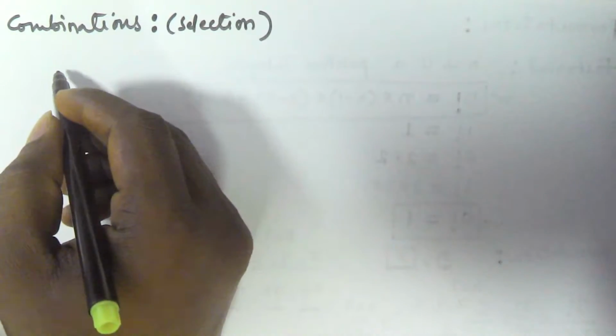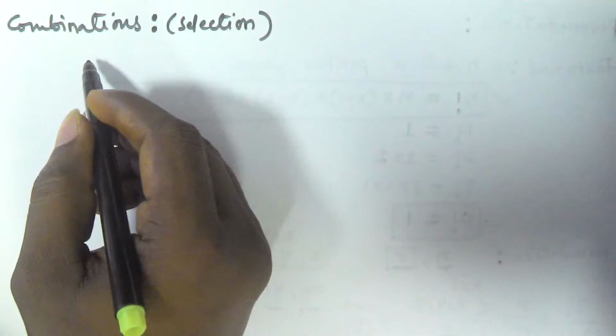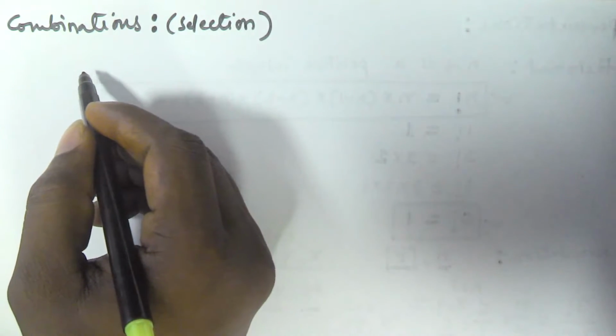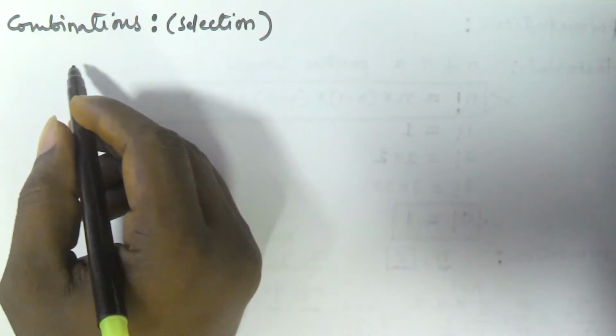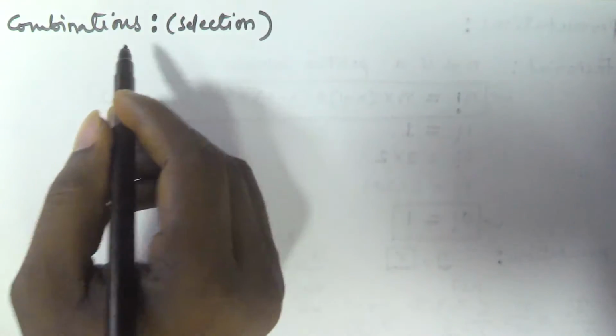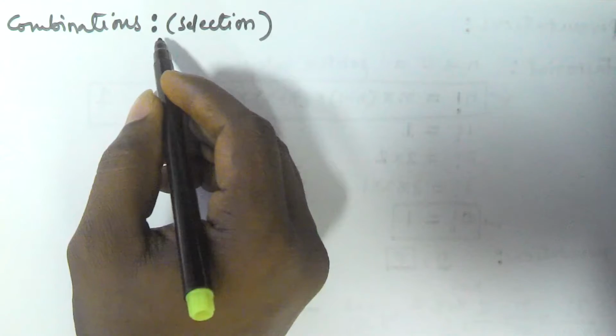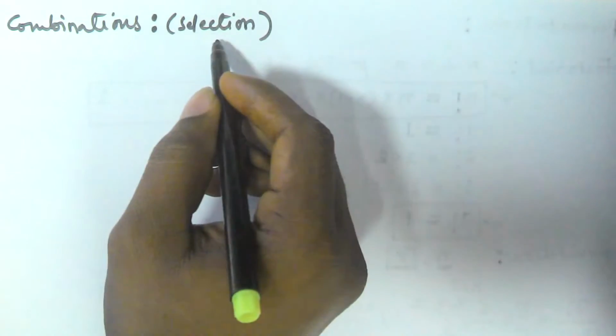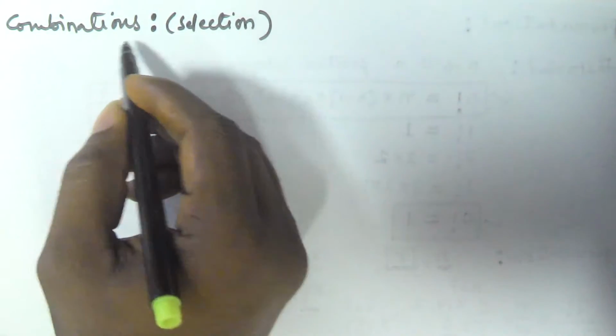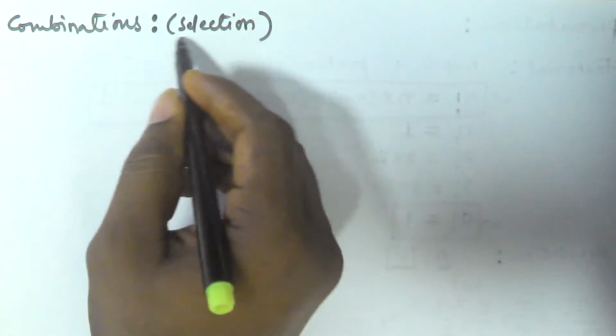Hello friends, in this video we will see what combinations are. In the previous video we saw what permutation is. So in this video we will see what combinations are. Combination can also be called selection.